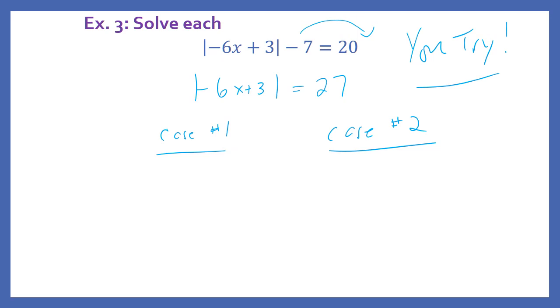If you're still not done, that's okay. Pause. Hopefully for one of your cases, you got x equals negative 4. And for the other case, you got x equals 5. If you didn't, go back, check what you did. Phone a friend maybe, or ask me.